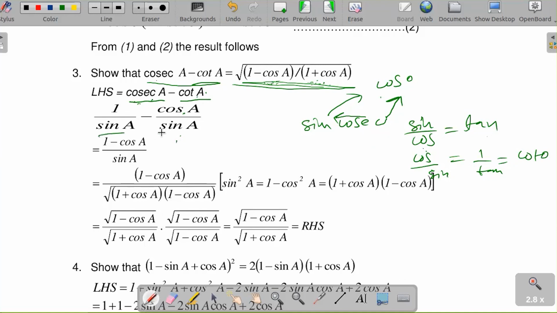We took sine A as common, I mean LCM. Then sine A, here the top is 1, the top is cos A. So it is remaining 1 minus cos A by sine A.